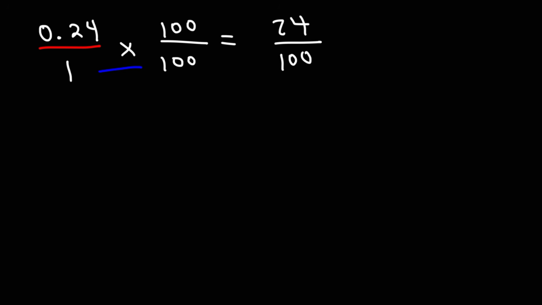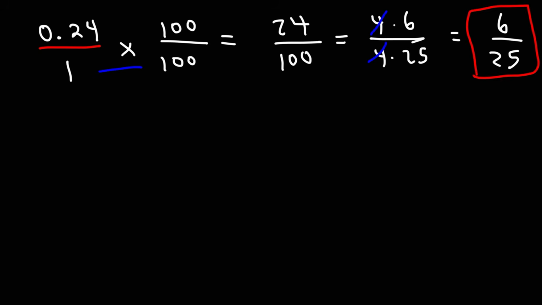So now all we need to do is reduce the fraction. So 24, we can write that as 4 times 6. 100 is 4 times 25. We can cancel the 4, and we're left with our final answer, which is 6 over 25. So that's how we can convert 0.24 into a fraction.